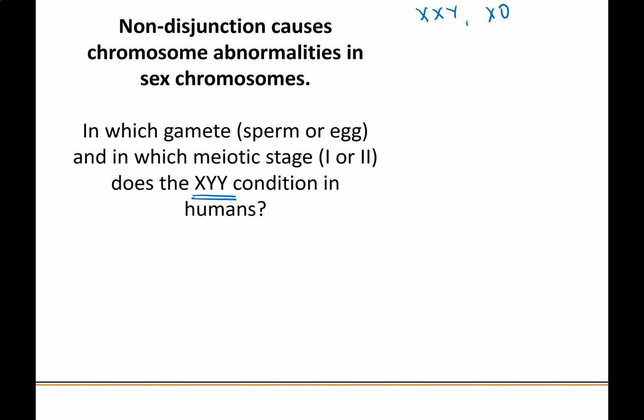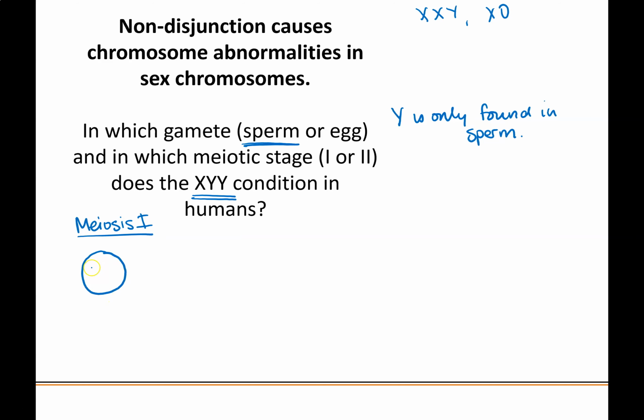So just stepping back and thinking critically about this, we sort of already can answer the first question. It has to occur in the sperm because of the Y. Y is only found in the sperm. So it has to occur in the process that is going to produce the sperm. So let's draw out meiosis 1 and see what happens.